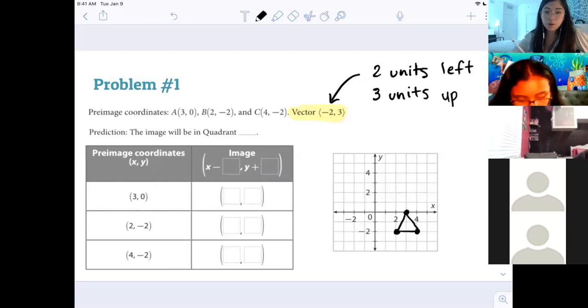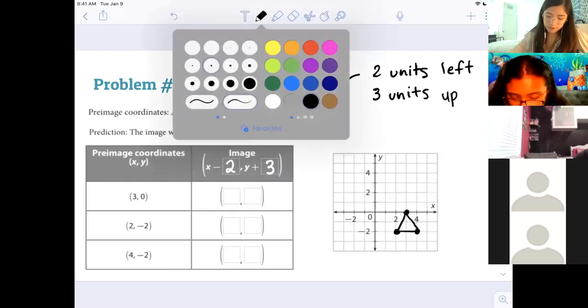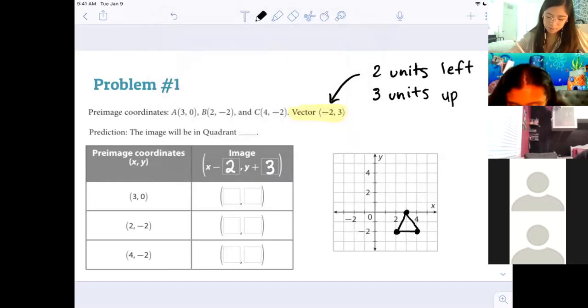I'm going to use the coordinate points first. Like Jalen was saying before, what am I going to do to the x? I'm going to subtract 2. And then to the y, I'm going to add 3. That's just from my vector notation. So now I can plug in all those numbers. 3 minus 2 gives me 1, and 0 plus 3 gives me 3. What do I write for the second point?